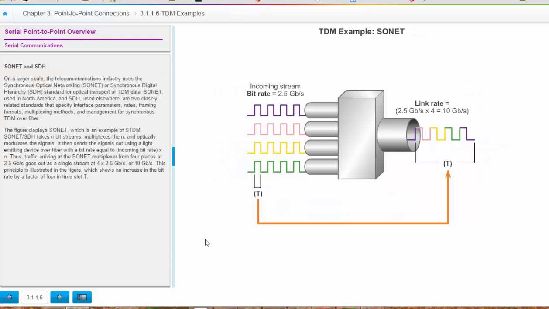The industry uses the synchronous optical networking, or SONET, we've talked about that before, or synchronous digital hierarchy standards for optical transport of TDM data. Traffic arriving at the SONET multiplexer from four places at 2.5 gigabits per second goes out as a single stream at four times 2.5 gigabits, or 10 gigs per second. So that's how that works.